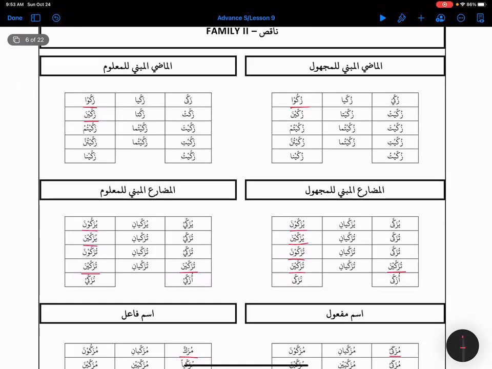Is our brother Sakib here? No, brother is not there today. Okay, so let me try. Assalamu alaikum wa rahmatullahi wa barakatuh. Yes, go ahead, Sister Saidul.